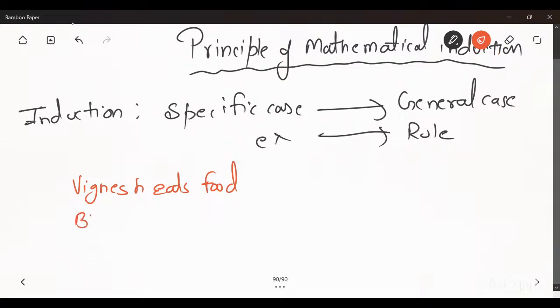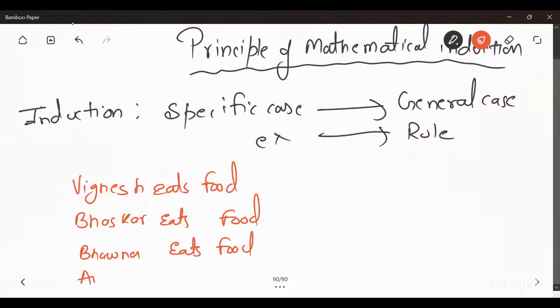Bhaskar eats food. Bhavna eats food. Ayushi eats food. So what are these? The first two are males and the last two are females. So what do we conclude from it? That we can say that all humans eat food.